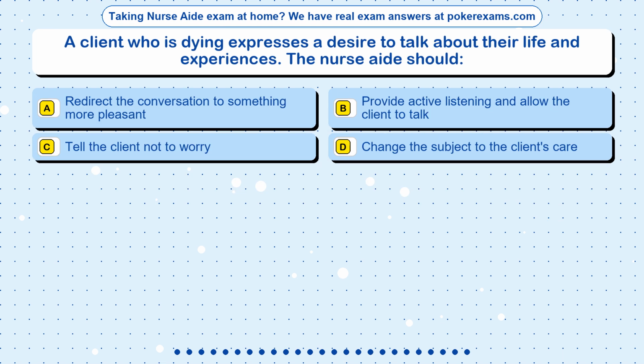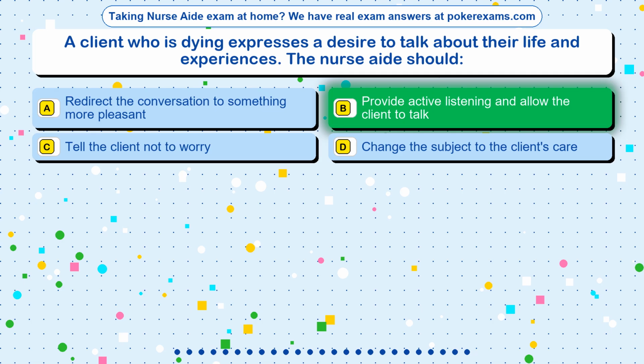Question 10. A client who is dying expresses a desire to talk about their life and experiences. The nurse aide should: Option A, redirect the conversation to something more pleasant. Option B, provide active listening and allow the client to talk. Option C, tell the client not to worry. Option D, change the subject to the client's care.